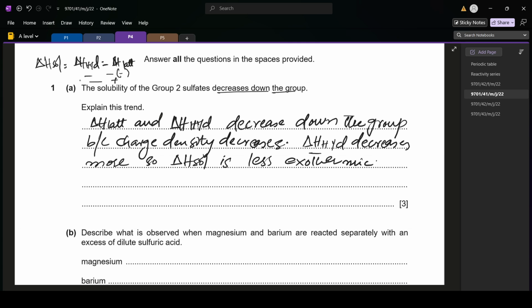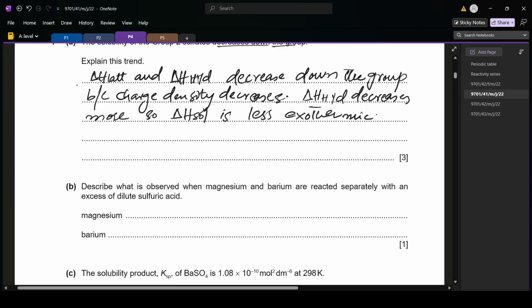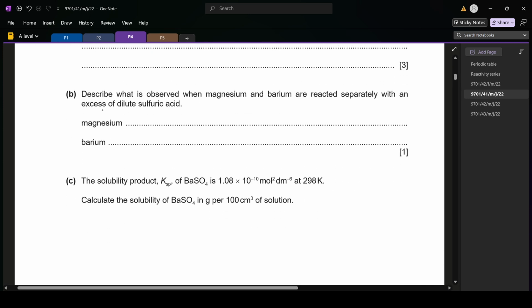And if hydration enthalpy is decreasing more and the negative value is increasing, so overall this enthalpy change of solution is going to be negative, sorry, less negative. Okay, less negative. So the enthalpy change of solution is going to decrease.